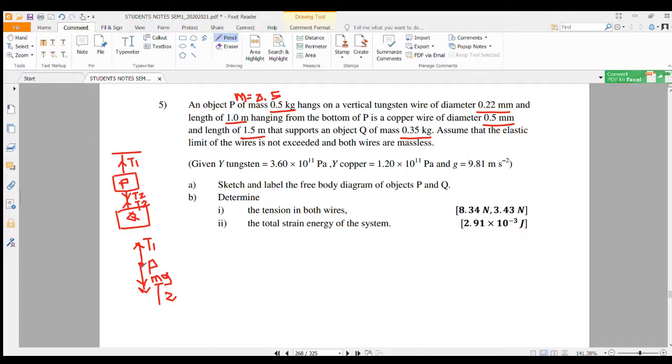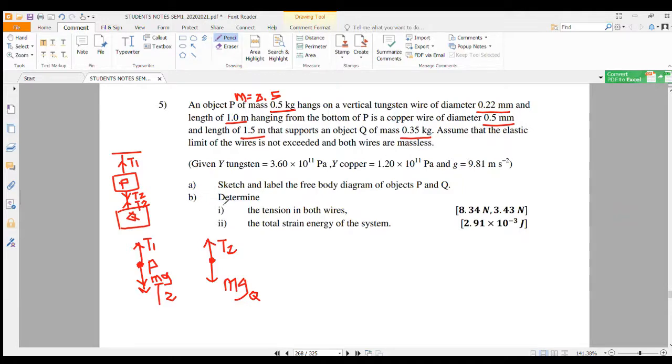Okay, so this is a free body diagram for P. Okay, for Q, free body diagram for Q, there's a copper wire, so it is T2 and also Mg from object Q. Okay, so this is a free body diagram for P and also for Q. Now we want to sketch the free body diagram. Okay, so this is the free body diagram.